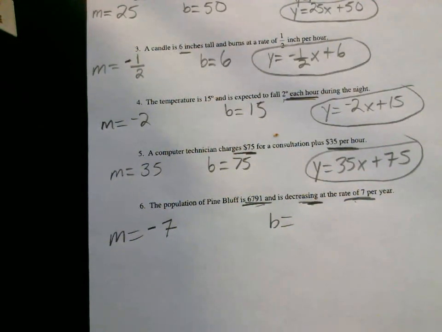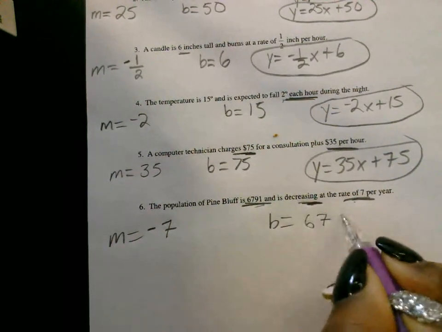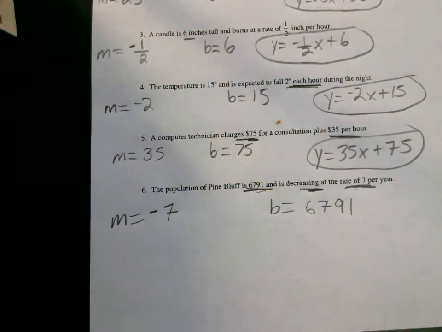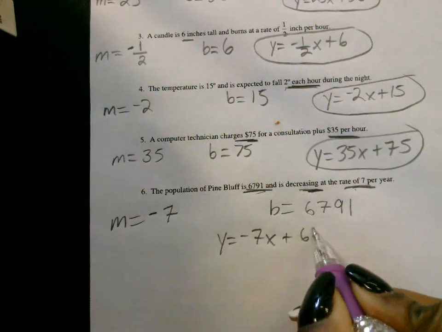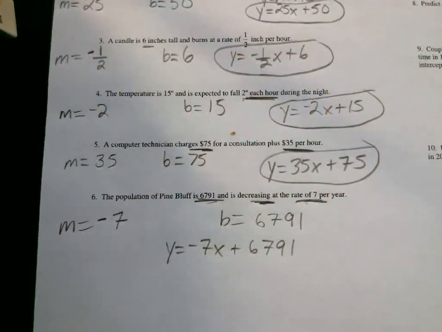Good job, baby. Which one is my B? I know she knows. Go ahead. 6,791. Very good. That is the starting population. How then do I write this as a linear equation? Jaylee, Haroon, sit up. Y equals -7x plus 6,791. Very good, sweetheart. Okay. All right. So now let's look at the other side of the page. Any questions about this side of the page?